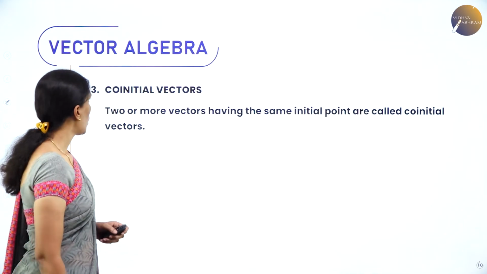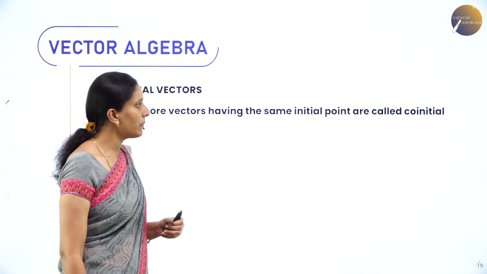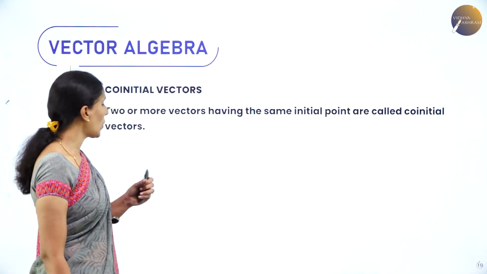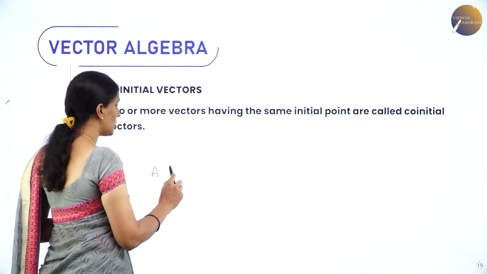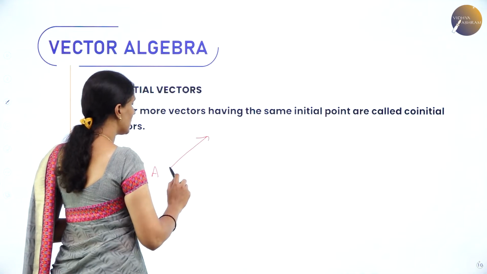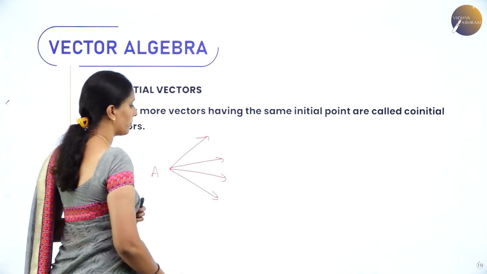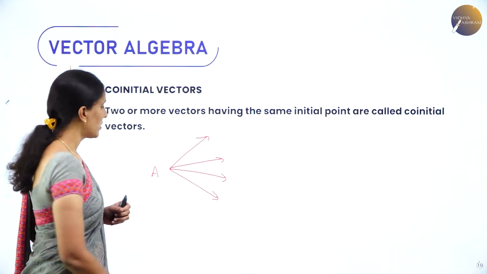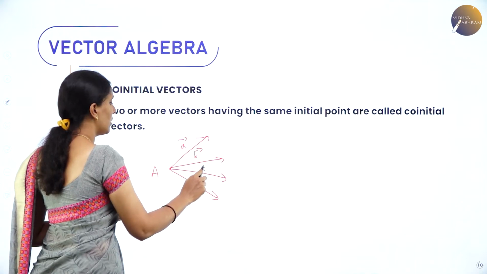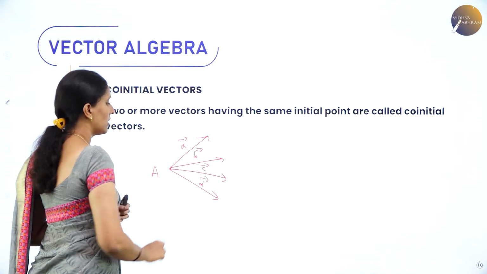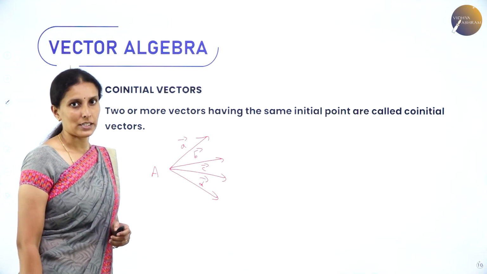Next, co-initial vectors. Two or more vectors having the same initial point are called co-initial vectors. So, if I take a point A as an initial point, many vectors can have the same initial point but different terminal points. So, I can write vector A, vector B, vector C, vector D. All these vectors are called co-initial vectors.